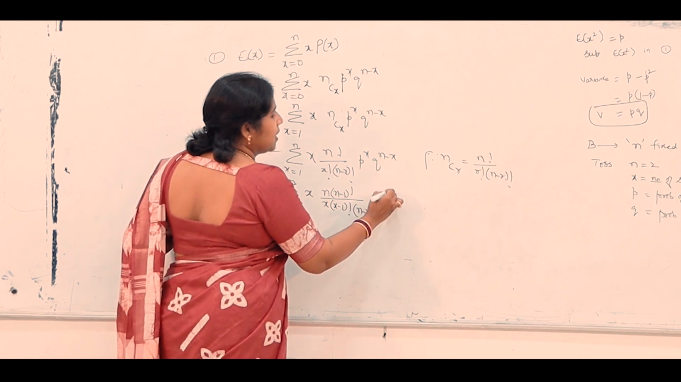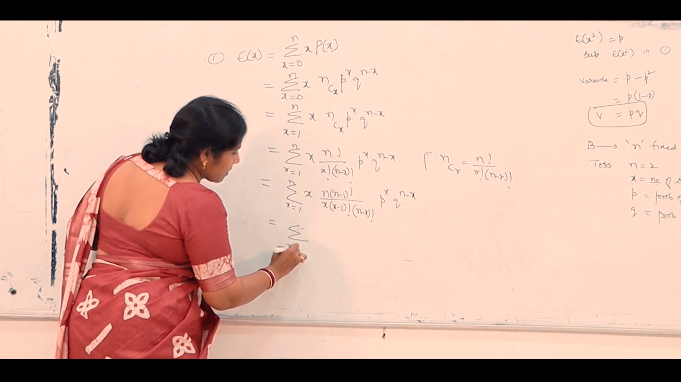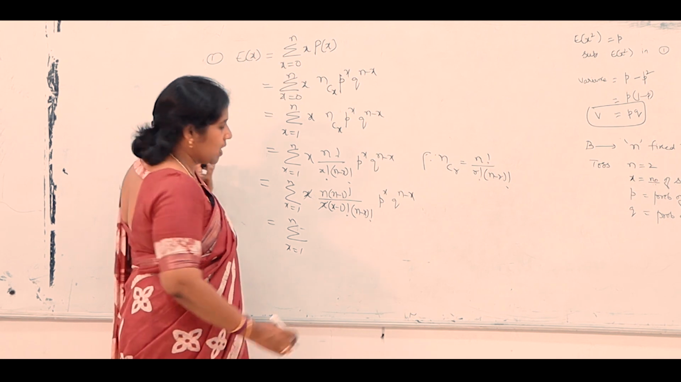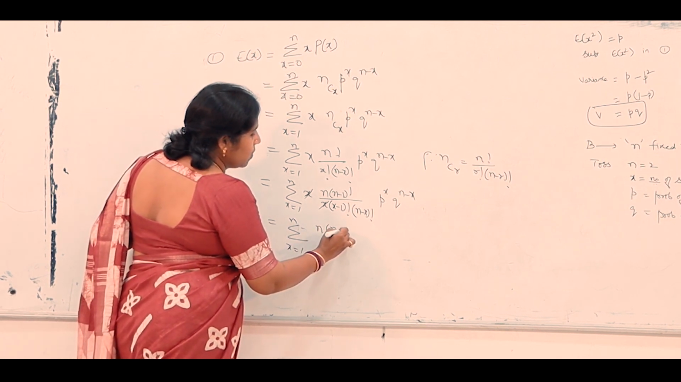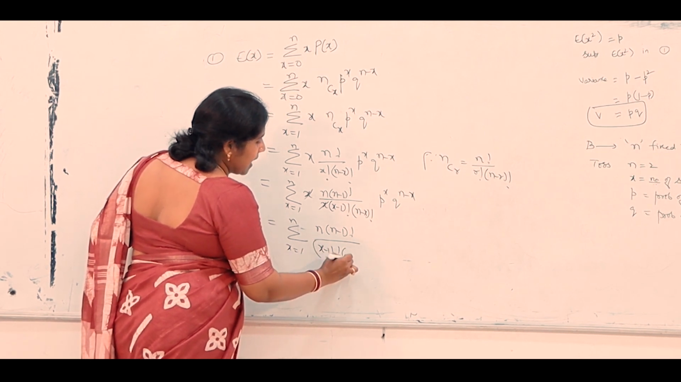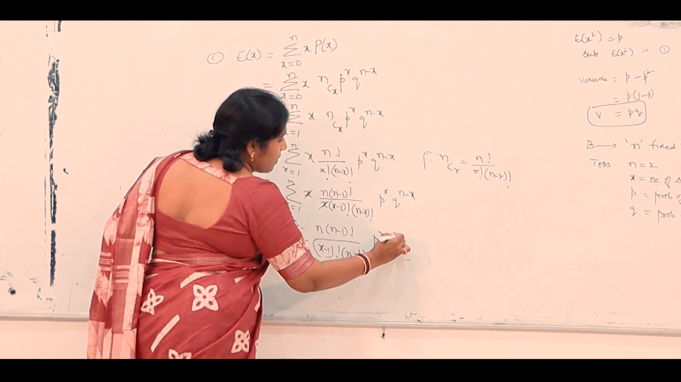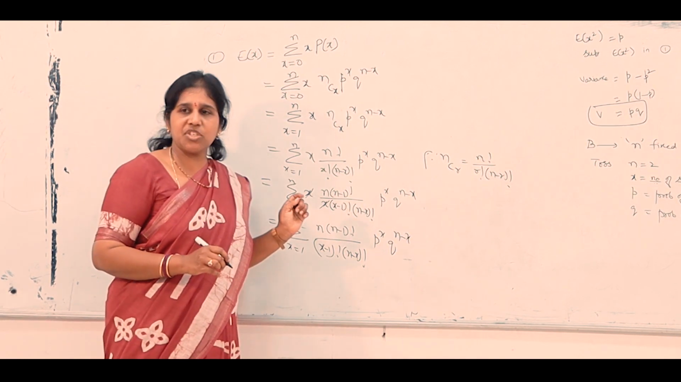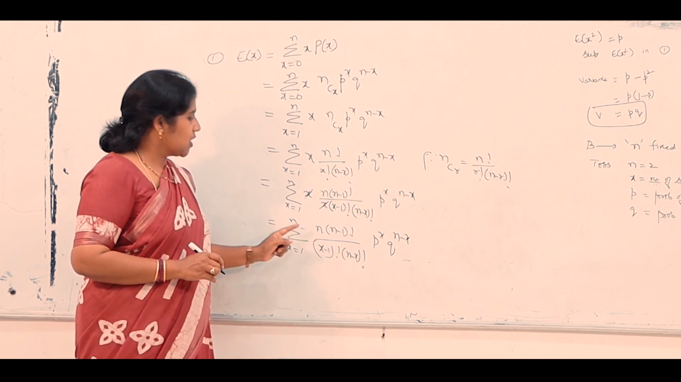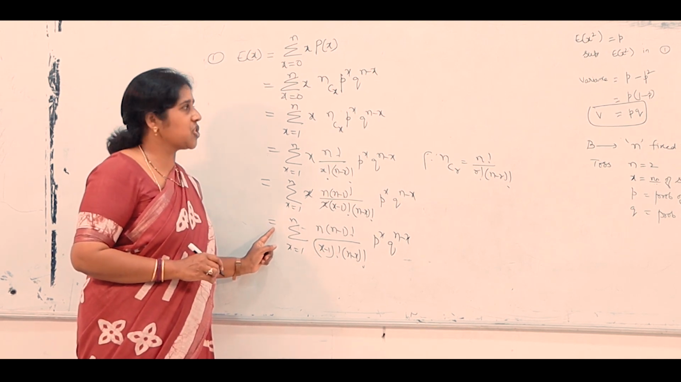p power x into q power n minus x, summation x equal to 1 to n. So, the x term will be cancelled out. What are the terms left? n into n minus 1 factorial by x minus 1 factorial, n minus x factorial, p power x into q power n minus x. The summation is over x equal to 1 to n. This n term is constant, so I'll write it outside the summation symbol.